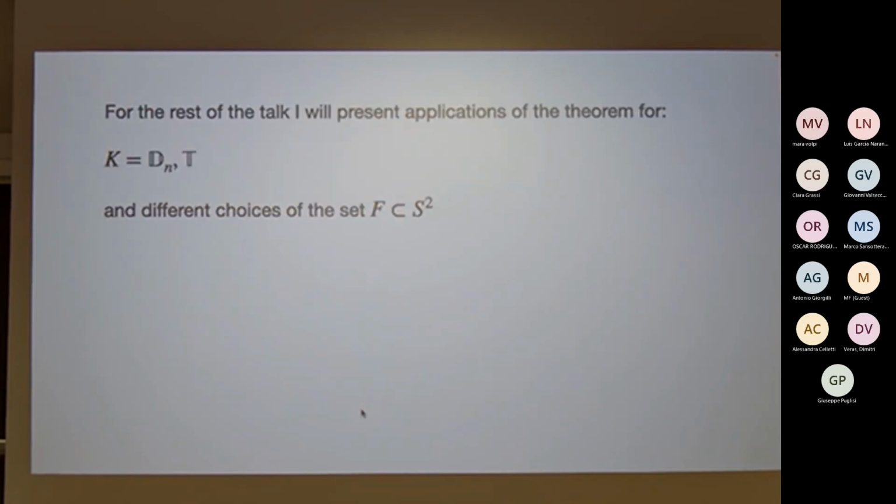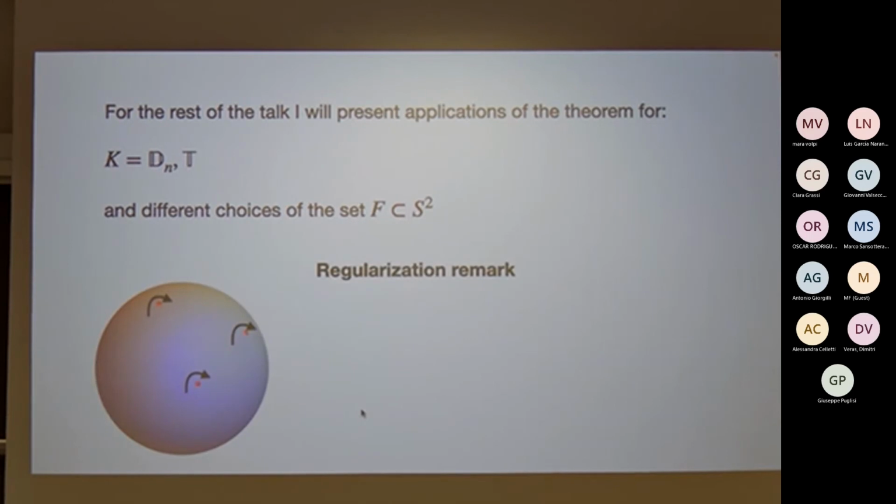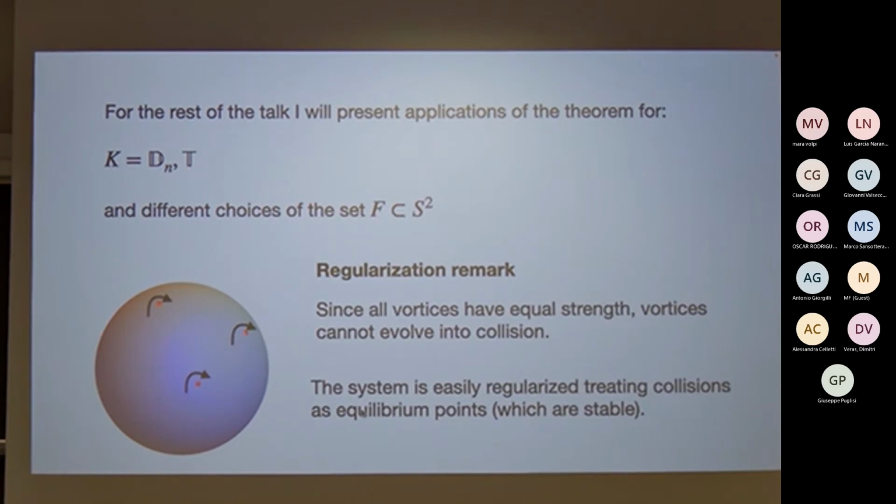So for the rest of the talk, I just want to illustrate this theorem for particular choices of the group K, being the dihedral group and the tetrahedral group, and different choices of the set F. For the purpose of illustration, I just want to say that you can easily regularize the system, because if all of the vortices have equal strength, so if all of them are positive, they cannot evolve into collision. So you cannot start with a configuration and go into collision. So you can regularize it very simply. You just put collisions into the phase space as fixed points, and these fixed points are going to be stable because the energy is at the maximum over there, so it's infinite. So all of these collisions happen to be equilibrium points, which are stable.